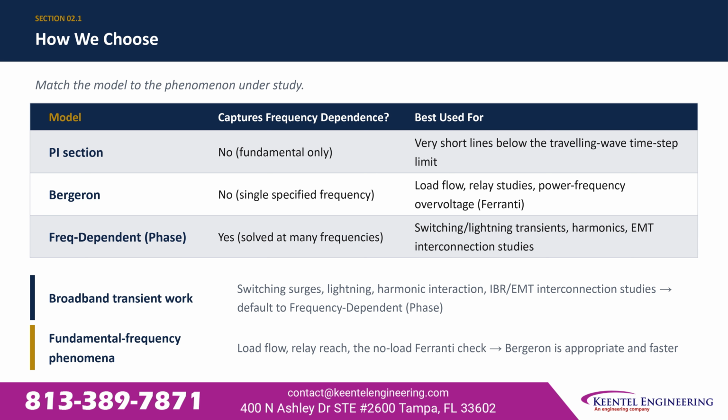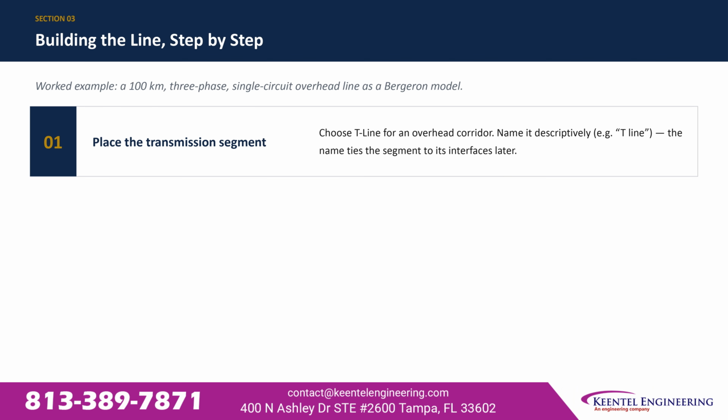For broadband transient work, switching surges, lightning, harmonics, EMT interconnection, default to the frequency-dependent phase model. It costs more solve time, but that accuracy is necessary where wideband behavior matters. For fundamental frequency work, load flow, relay reach, and the no-load Ferranti check, Bergeron is appropriate and faster. Parameters compute exactly at the specified power frequency. The PI section stays reserved for very short segments. The table on screen captures the full decision: PI for very short lines, Bergeron for power frequency work, frequency-dependent phase for everything broadband.